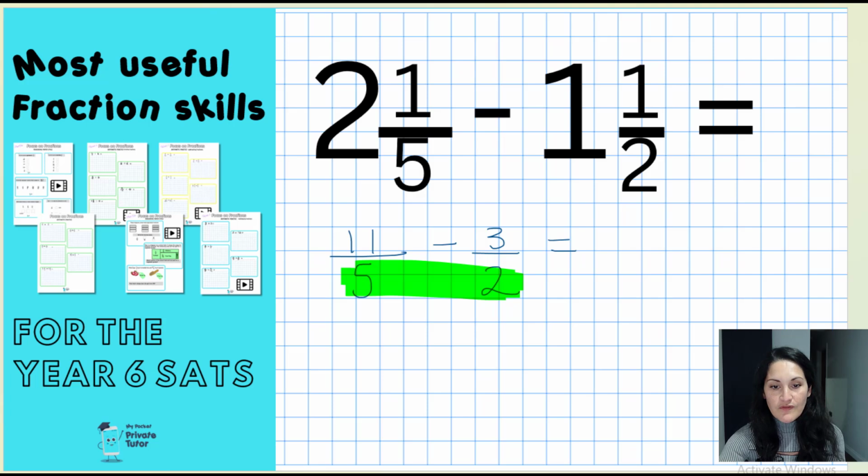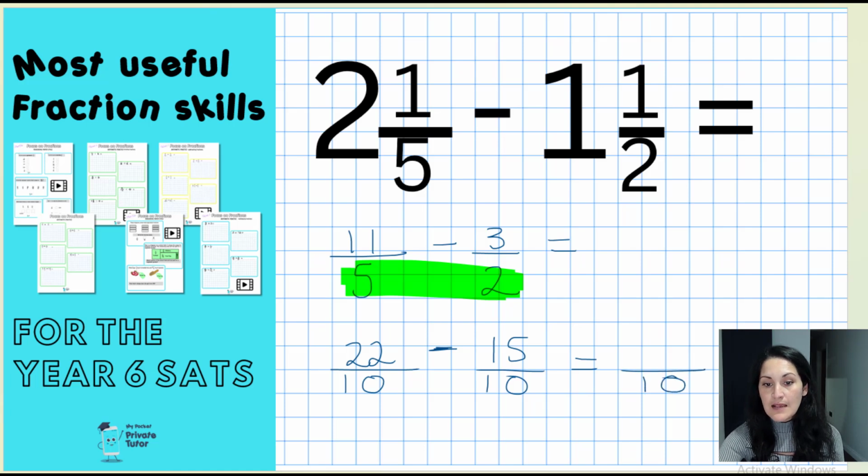So I need to find a common multiple. I'm going to change them both to tenths because 10 is a common multiple of 5 and 2. Remember to put my subtract in. My left hand side I'm going to times by 2. My right hand side I'm going to times by 5. I can now subtract this. The 10 stays the same. 22 subtract 15 is 7. So my final answer is 7/10.